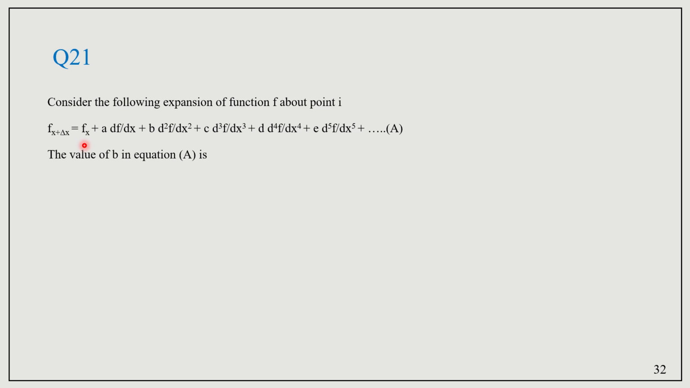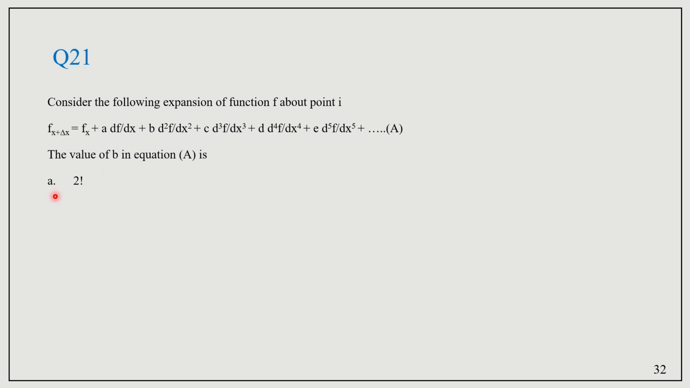So what is the Taylor series expansion stating? f of x plus delta x equals f of x plus dou f by dou x into delta x plus dou square f by dou x square into delta x square by 2 factorial plus dou cube f by dou x cube into delta x cube by 3 factorial and so on. So this is a Taylor series expansion. So what is the value of b in equation A? It would be delta x square by 2 factorial.